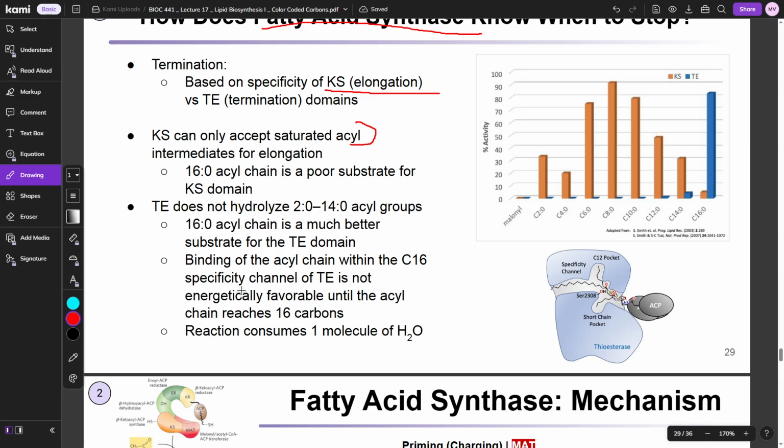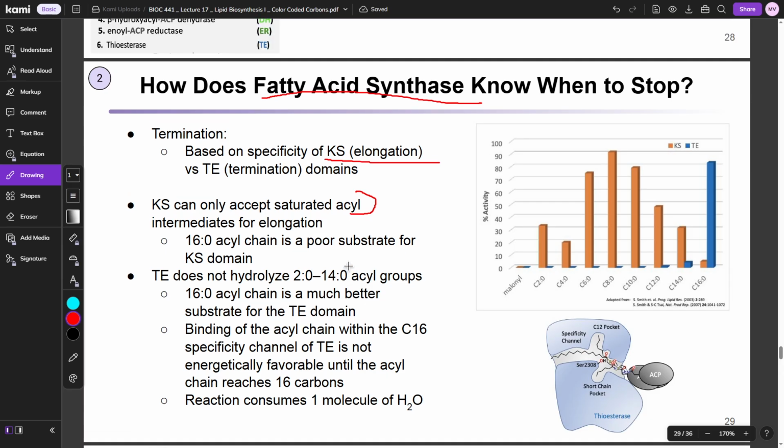The acyl chain is not energetically favorable until the acyl chain reaches 16 carbons. Yeah, I was trying to see if they kind of explained it, but basically, I think the main thing you should know is what I said before. KS can only ever take saturated acyl groups, and then the 16-0 acyl chain is a poor substrate for KS domains.